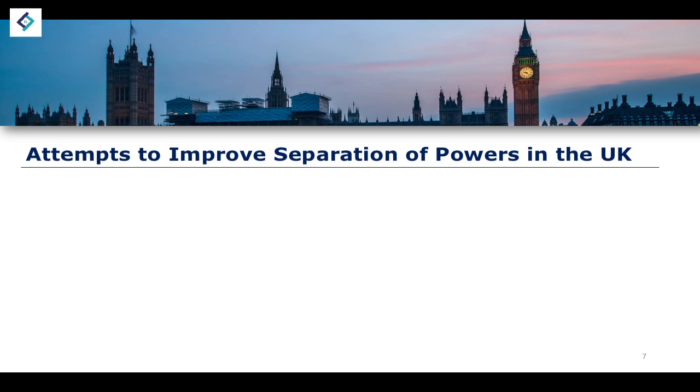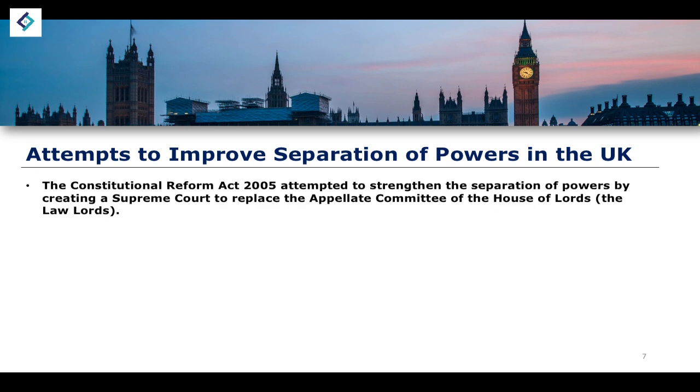There have been attempts, however, in recent years, specifically when we think about constitutional reform, to improve this idea of a separation of powers in the United Kingdom. So we know, and we shall know as we get to looking at constitutional reform more broadly, that the 2005 Constitutional Reform Act attempted to strengthen the separation of powers. They did so by creating a Supreme Court to replace the Appellate Committee of the House of Lords, because originally the highest court in the land was the Appellate Committee of the House of Lords, who were the law lords.